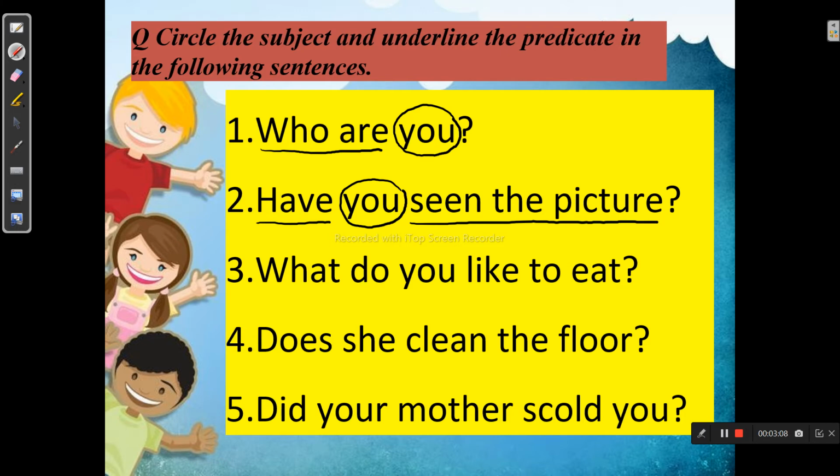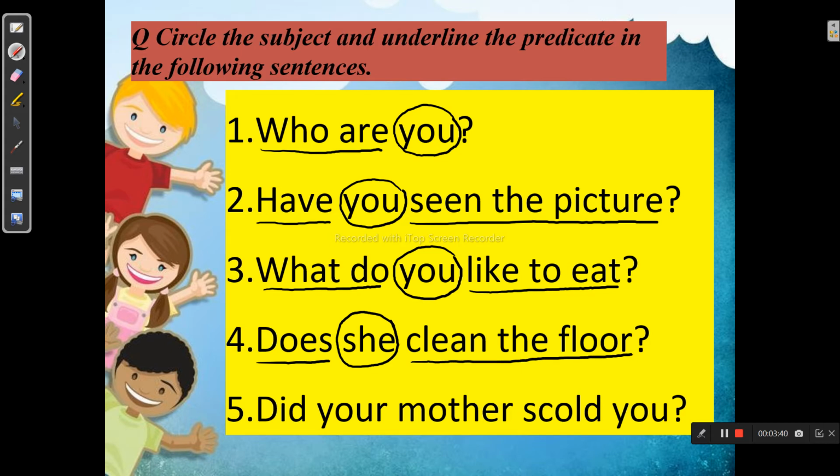What do you like to eat? So whom are we talking about in the sentence? We are talking about you. So pronoun you becomes the subject and what do like to eat becomes predicate. Fourth sentence, does she clean the floor? Who cleaned the floor? She cleaned the floor. So pronoun she becomes subject and does clean the floor becomes predicate.